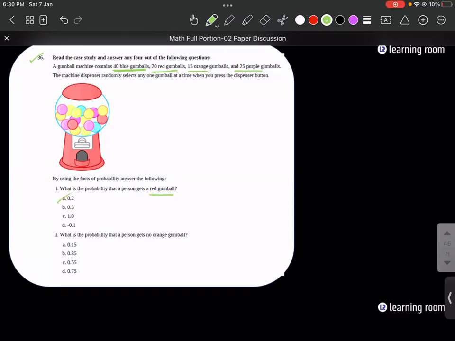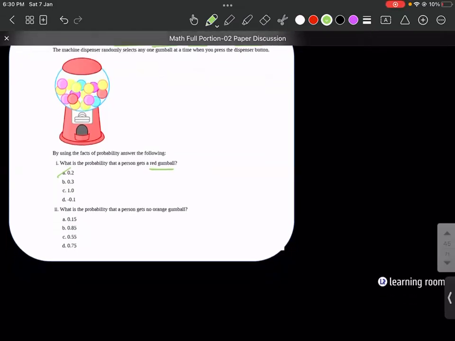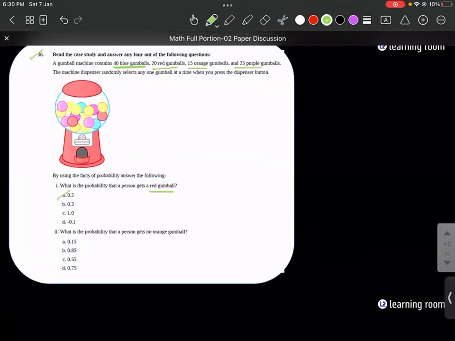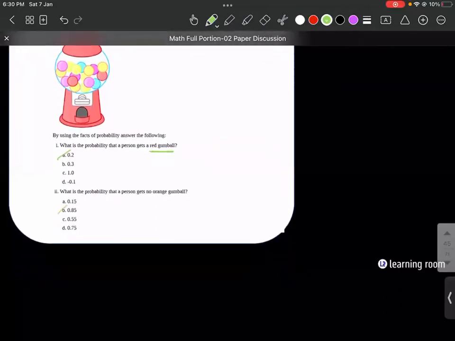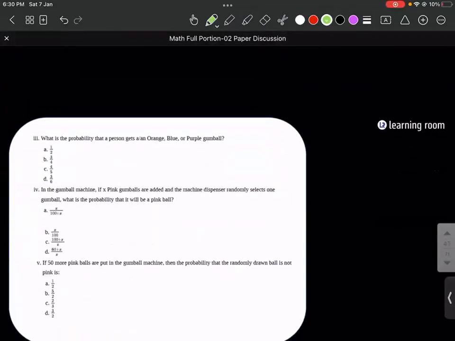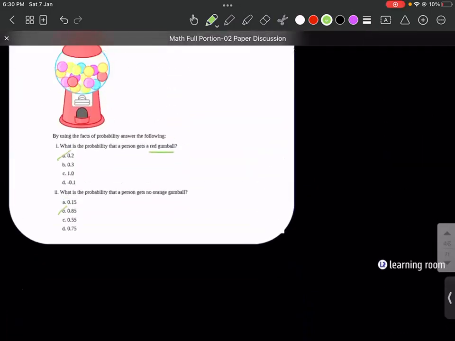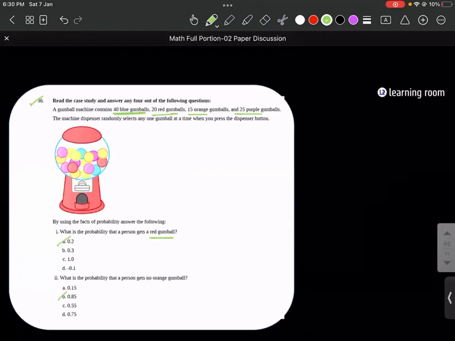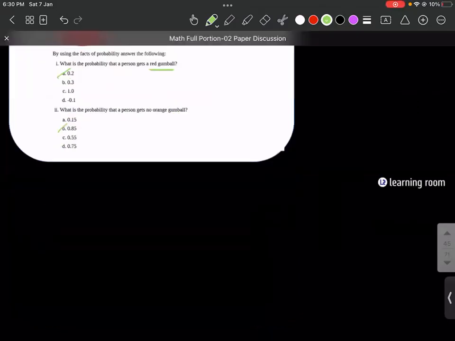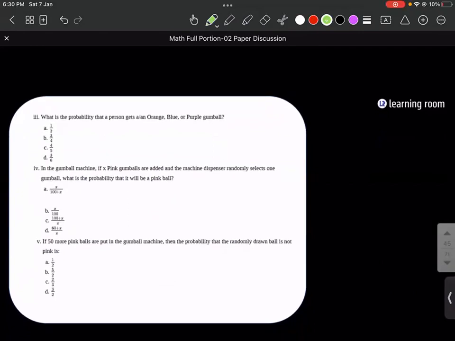Yes, sir. What is the probability that a person gets no orange ball? So no orange, 0.85. Correct. What is the probability that a person gets an orange, red, or blue gumball? 4 by 5. Yes, so how did you get that? Orange, red, or blue. What is the answer? It is 80 by 100. Yeah, so 80 by 100 and 4 by 5. So you'll get 4 by 5.